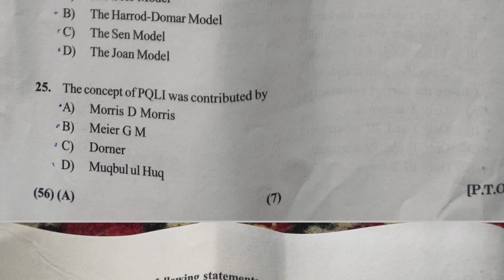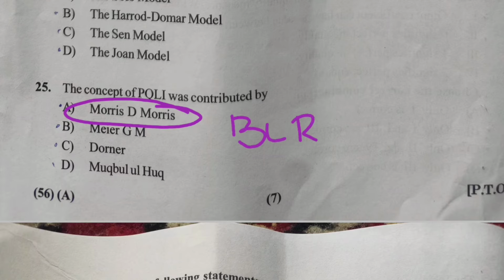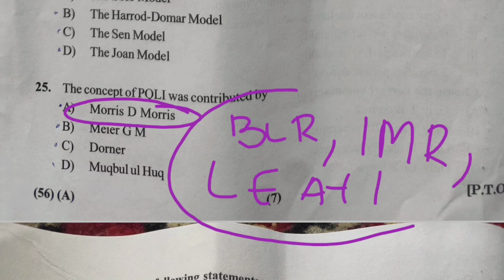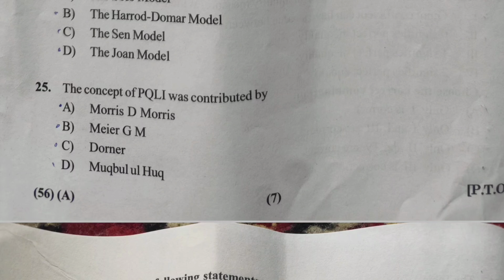Then we have the concept of PQLI, which was contributed by Morris D. Morris, with Mir GM, Donor and Mehbubul Haq. So it will go for MDM. It uses three indicators: basic literacy rate, infant mortality rate and life expectancy at age 1. Okay, it is used to rank the countries in terms of development.